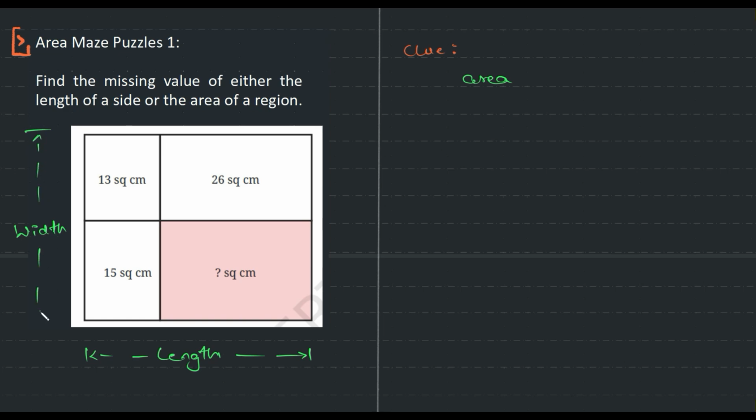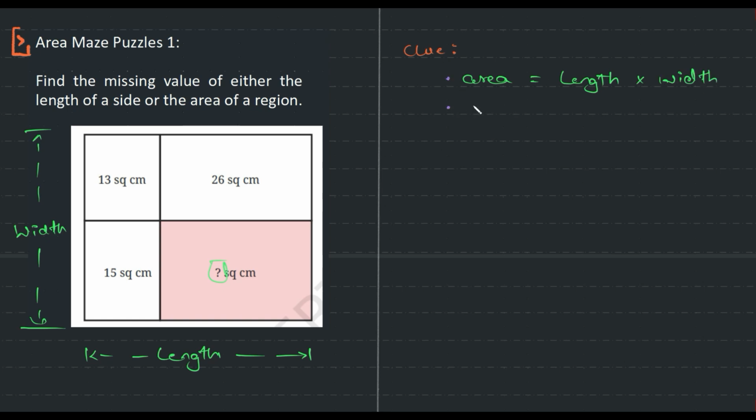The question is, we have to find the missing value of either the length of a side or the area of the region. So in this case, we need to figure out this area. This is a generic statement. So area is given by length cross width. So this is going to be important for us. I'll explain why in time.